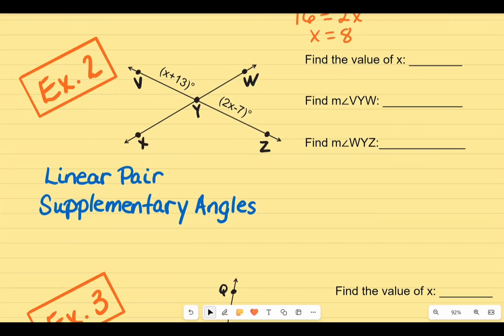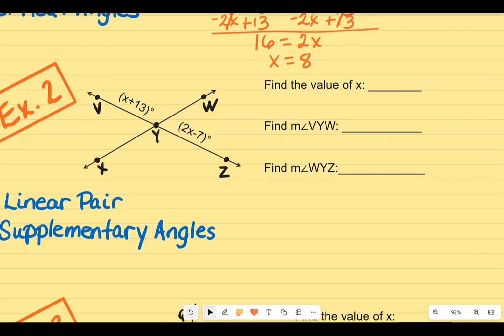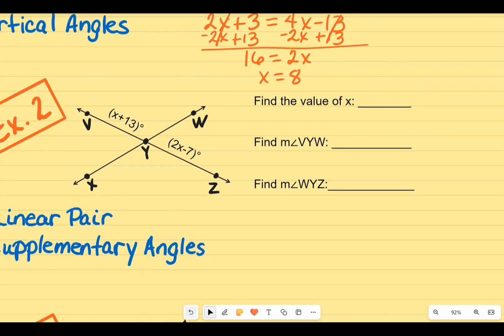I have a linear pair, which is like when you have adjacent angles, in this case next to each other. That's a linear pair. But in addition to being a linear pair, I have two angles that add together to equal 180 degrees. That's known as supplementary angles. So we're asked to find the value of x. So we're going to do the same thing, except instead of setting it equal to each other, we're going to set it equal to 180 degrees.